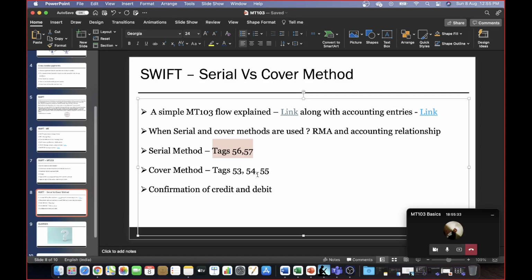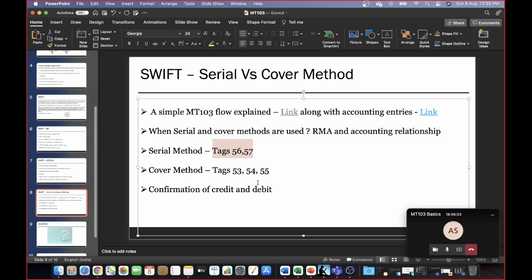Santosh, then what is the difference between MT103 and MT103 cover? Is this the only difference? No, normal MT103 will not have tag 53, 54, 55. In the announcement, it will have tag 54, 53, 55. And that is also MT103 cover, correct? Yes, MT103 announcement. If it contains 53, 54 or 55, then it is an announcement.